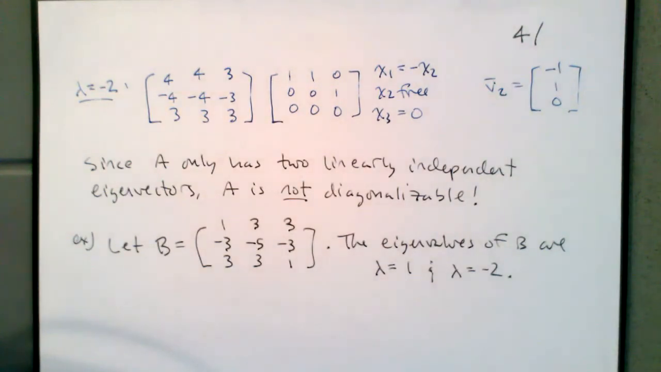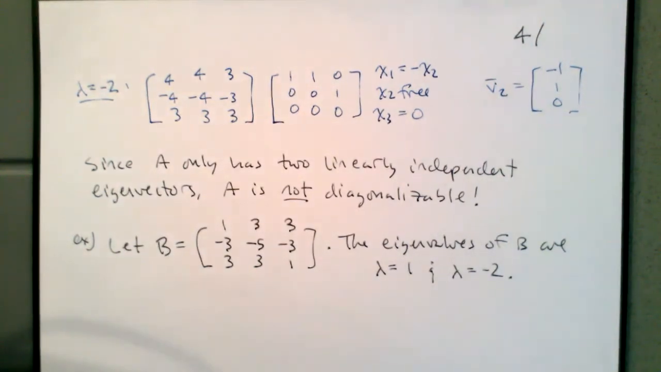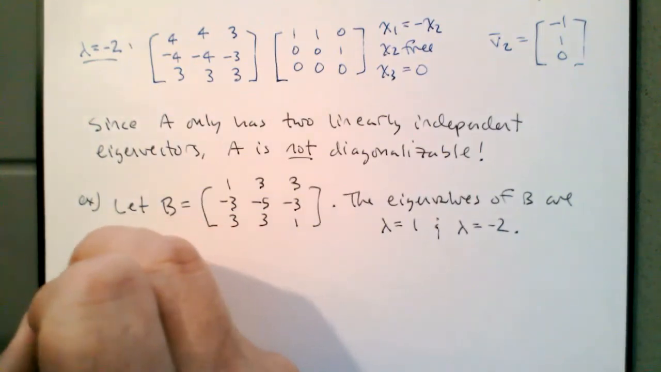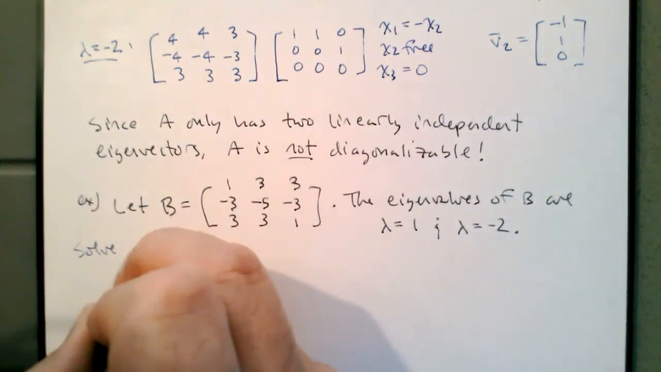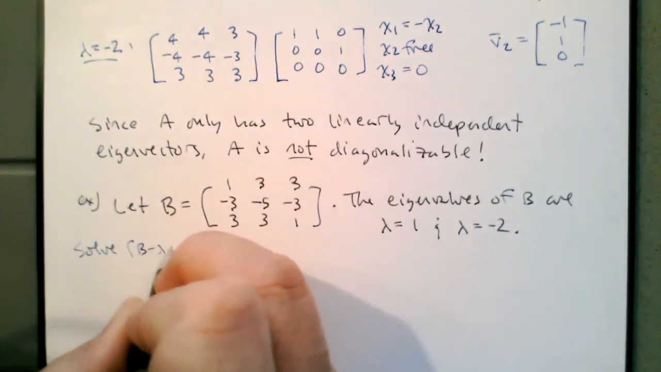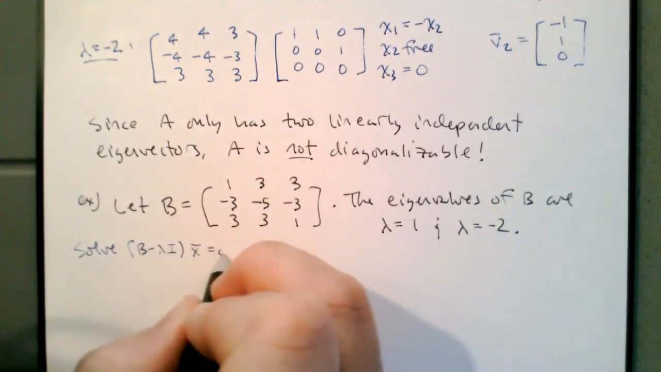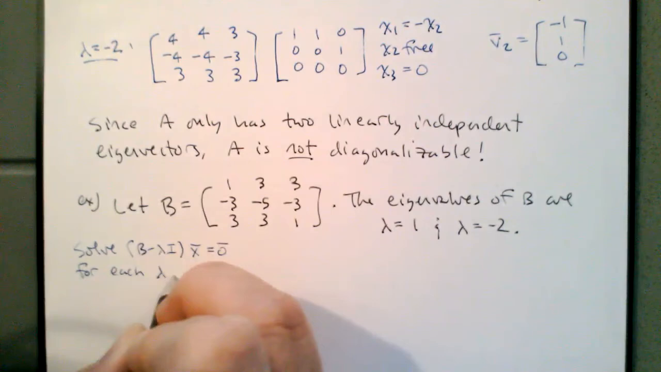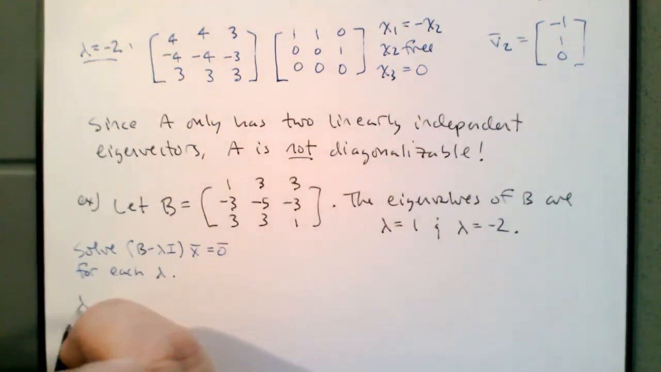So we have to do the same thing. We have to solve. We still don't know what's going to happen, although the law of mathematical examples has told us that this one is going to be diagonalizable, unless I wrote something wrong, which is totally possible. But we're still going to solve B minus lambda I times x equals 0 for each lambda. Start with lambda is equal to 1.